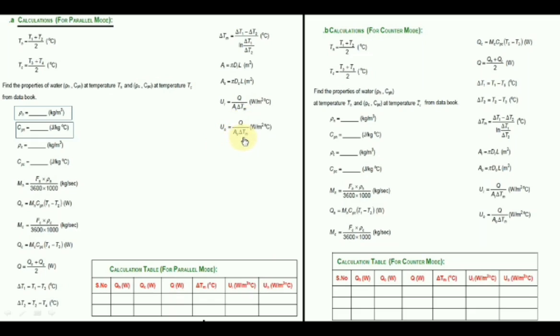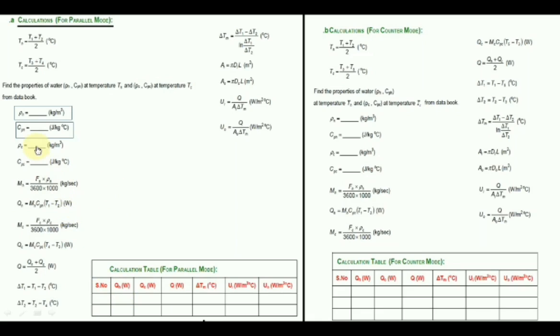Once we're done with these calculations for the parallel mode, or the concurrent mode, we need to put these values in this table. This is the calculation table for the parallel mode. Here you need to write the serial number, that is, the reading which you took. Then QH is the heat load which you have calculated.